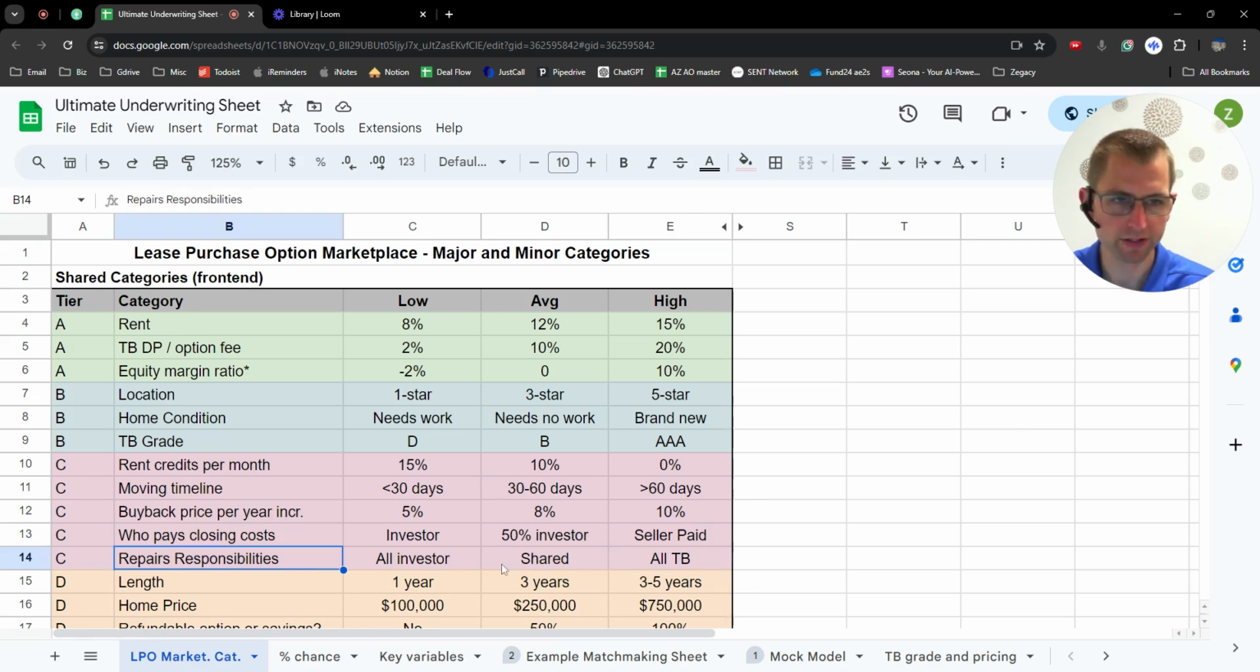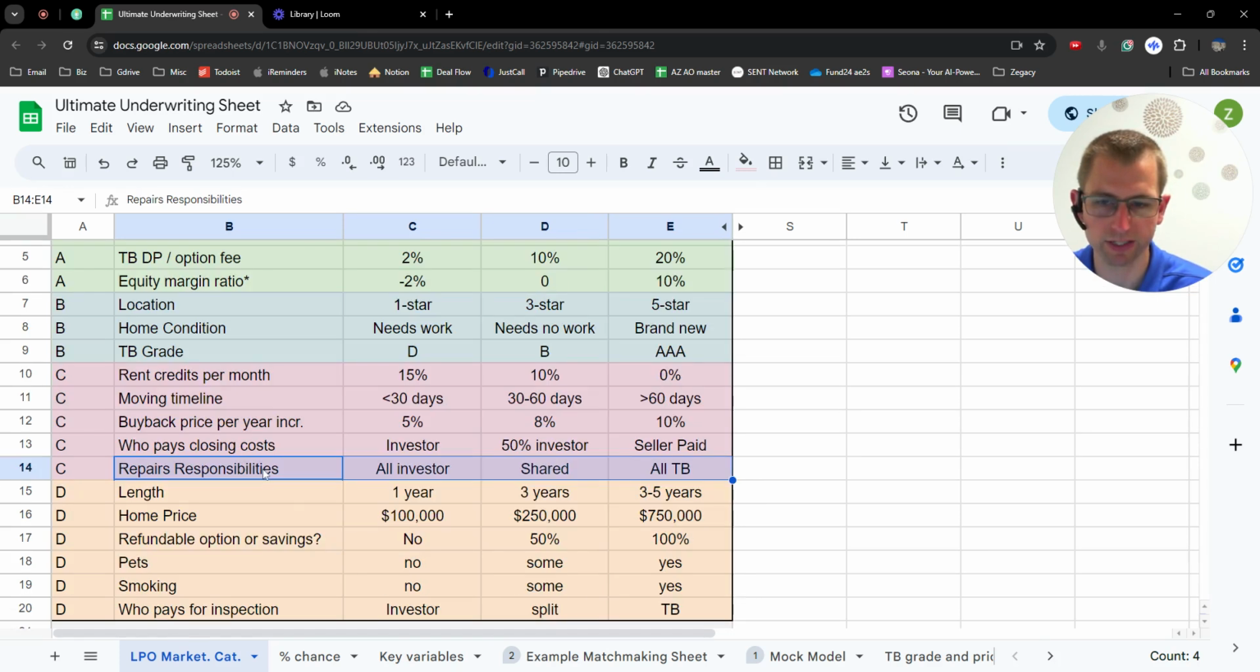Who's responsible for repairs? Anywhere from the investor taking on everything to the tenant taking on everything to some shared arrangement, where we've seen it's 50-50, or the tenant takes the first $500 and then it's split 50-50 after that. So there's a variety of categories here.